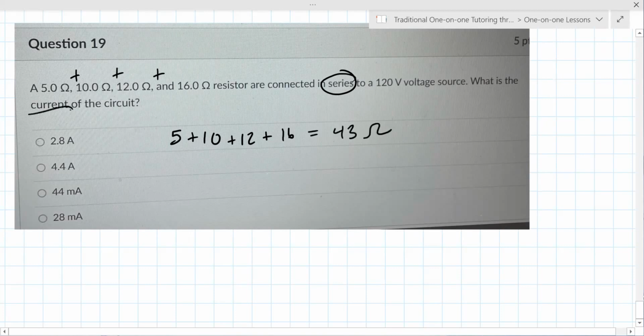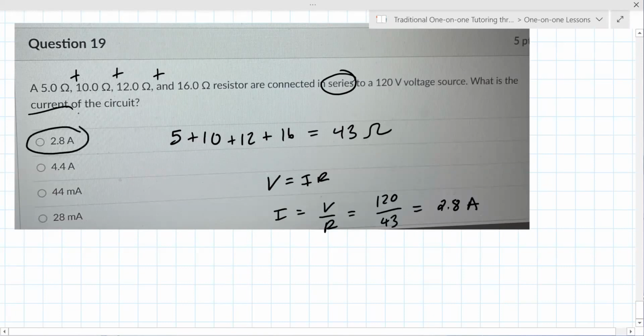And then they want the current. That's V equals IR. I is voltage divided by resistance. 120 volts divided by 43 ohms. I believe it's 2.8 amps on that one. Okay. I think we already did one just like that. Same numbers. Great reason to keep your old quizzes, print them out as PDFs. That way they're searchable, things like that.